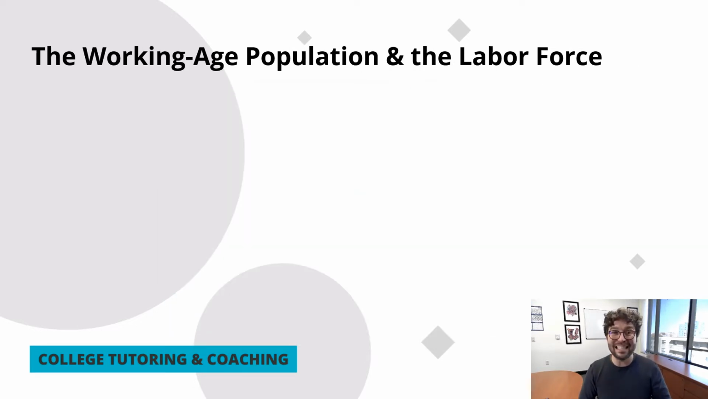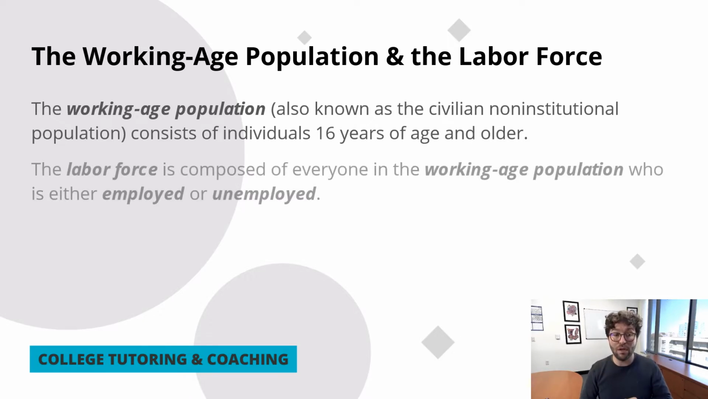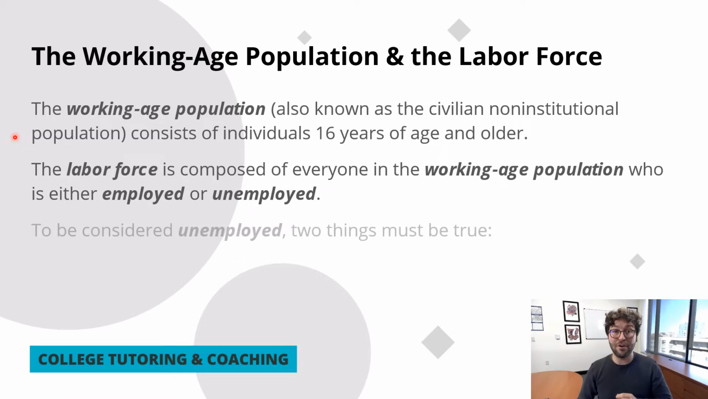Let's get into the content of this presentation. First, we're going to talk about the working age population and the labor force. By definition, the working age population consists of individuals 16 years of age or older. Now, the labor force is composed of everybody in that working age population who is either employed or unemployed. Being employed is pretty straightforward. You have a job or you don't. However, the way that we define being unemployed can sometimes be a bit difficult for people to understand.